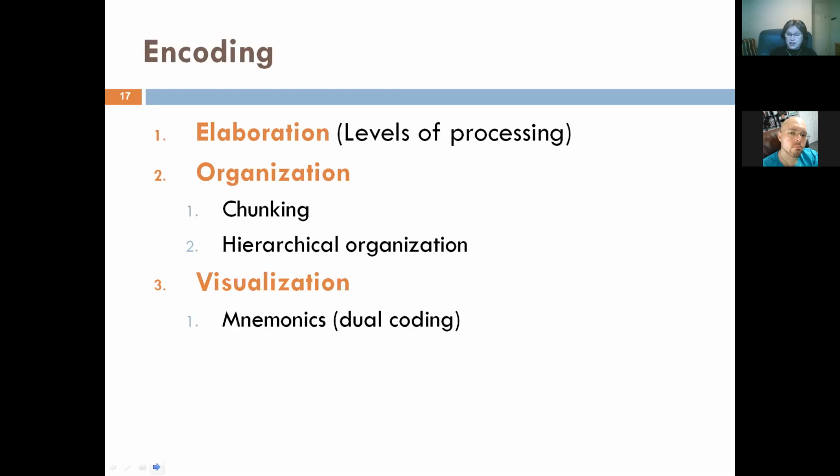And also organization is related to visualization, which is a part of organization and elaboration. I'm putting it as three, but it really goes through one and two. When you elaborate, you visualize. When you organize, you visualize. And in particular, something that is very important for general life is mnemonics, especially when we don't have a chance to write something down or use our phone, and that happens.